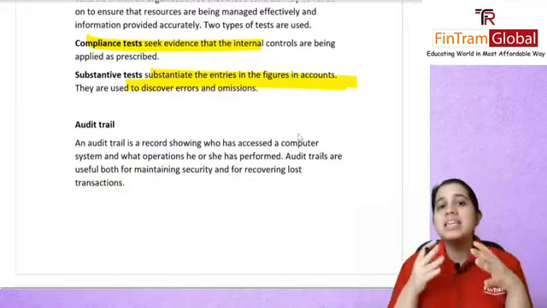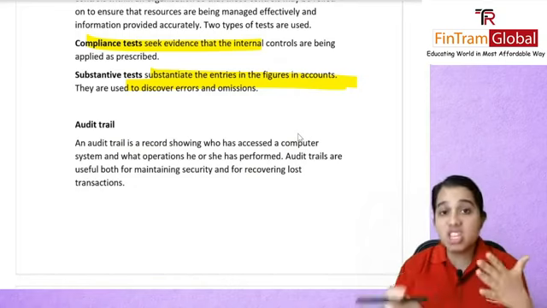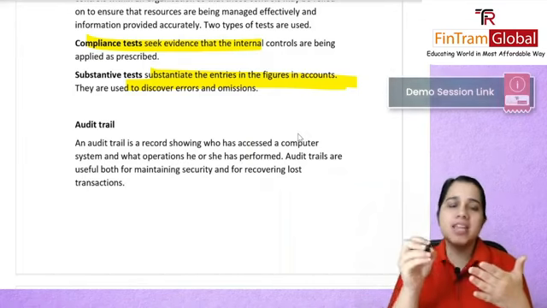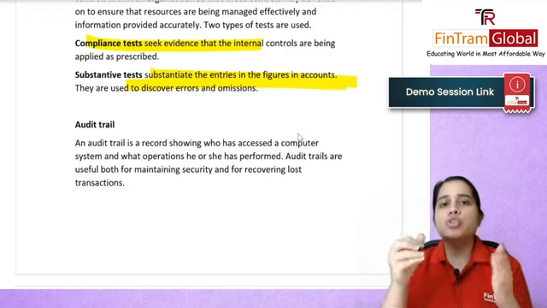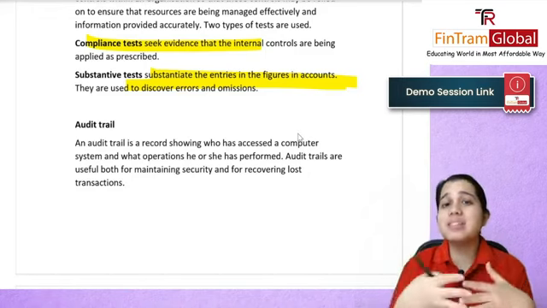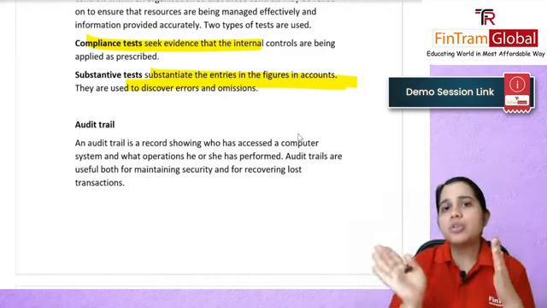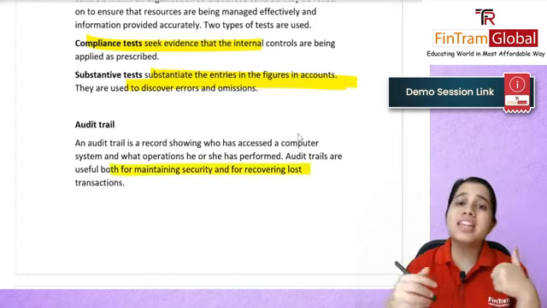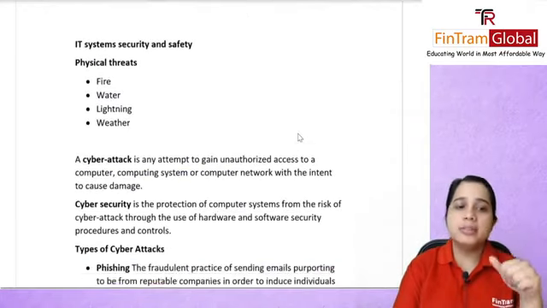What is an audit trail? Basically, a record showing who accessed the computer system and what changes they made. So it will show that on this date, at this time, Disha did fixed assets, then at this time, this person did cash. So you know who is doing what, and if somebody opens somebody else's work, you can ask them why they opened it, maybe to do some fraud. So it will maintain a record. Also, it will recover any lost transactions. So it is useful for maintaining your security and recovering your lost transactions. So that is your audit trail.